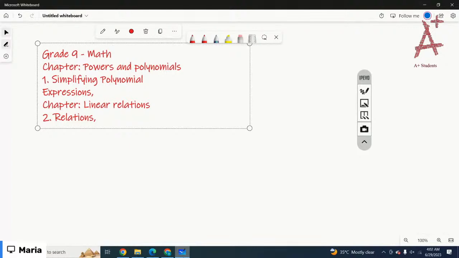We are here for grade 9, so you can find all the lessons in the Principles of Mathematics grade 9 book.